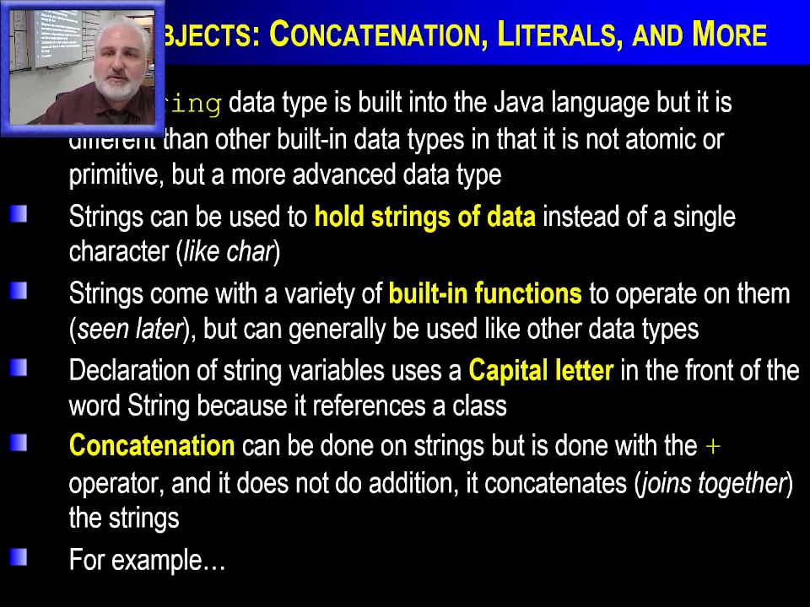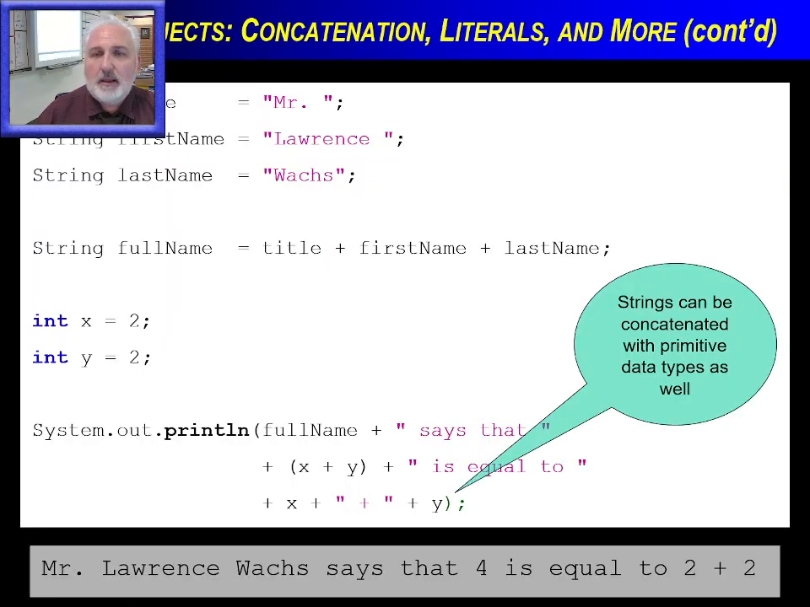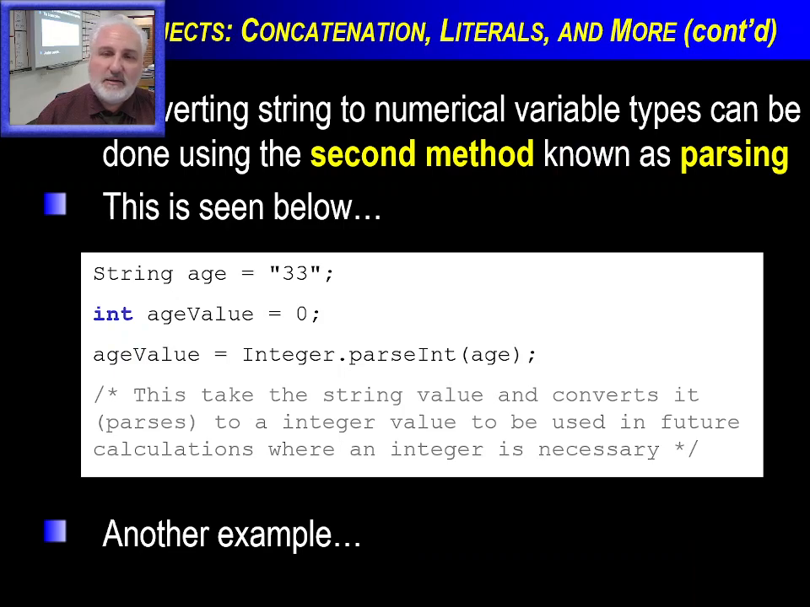Okay, so the String data type built into Java can hold strings of data and comes with built-in functions. String data types are declared with the word String using a capital letter, as it is a class-level object. And you can concatenate or join together strings using the addition operator or the plus sign. Okay? So here you can see just a quick example of that in code.